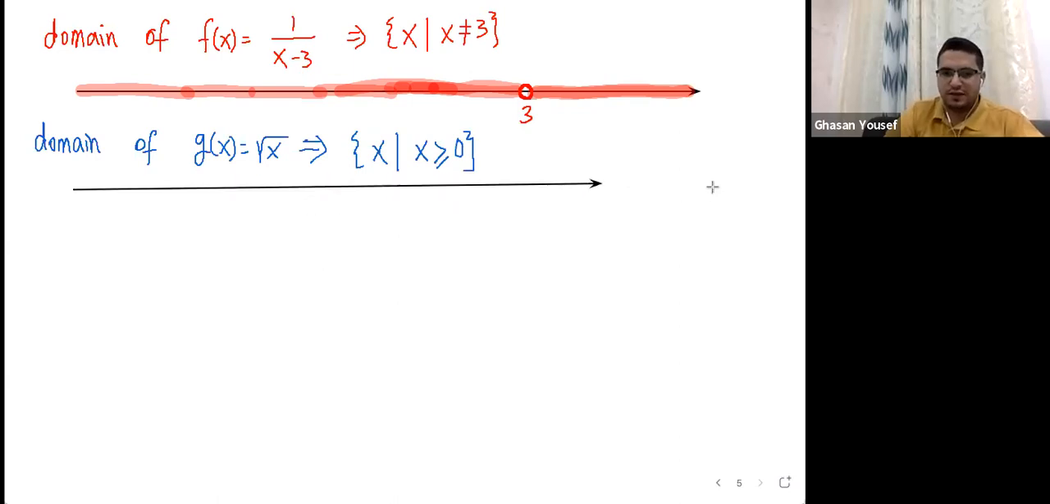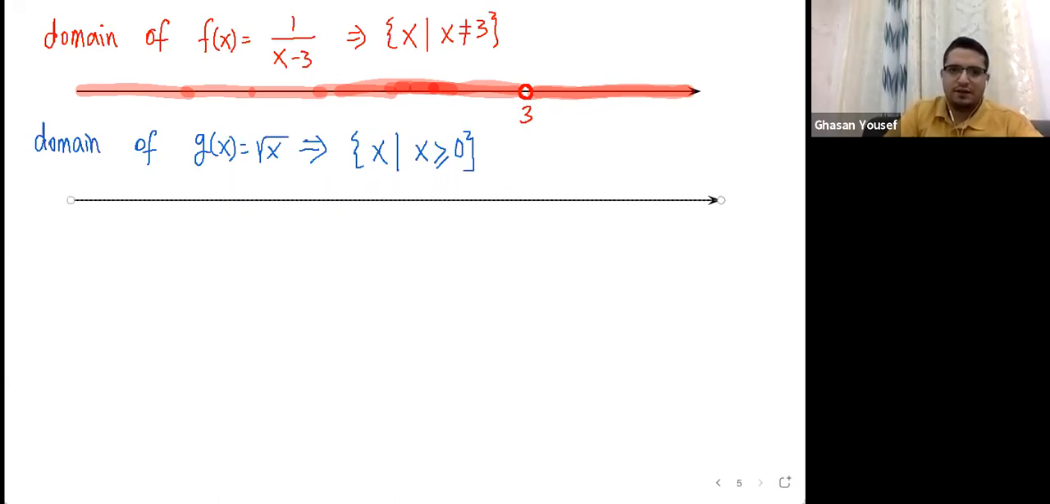Now I have to represent that on the real line. Here is the 3, here is the 0, for example. Starting from the 0, the 0 is included, so it is a closed circle, and all numbers greater than 0 are included in the domain of g of x, like this.